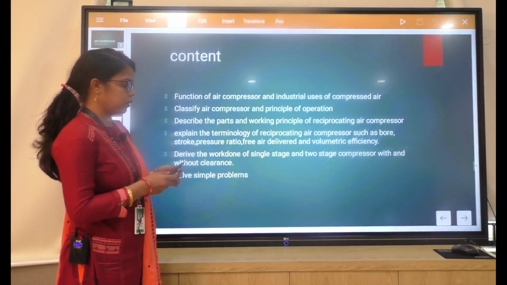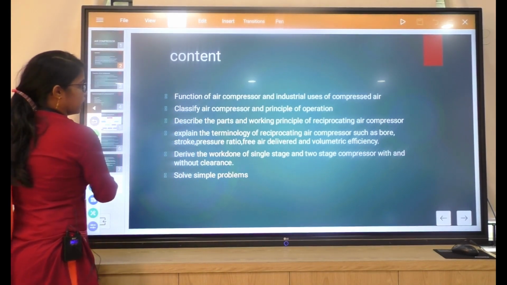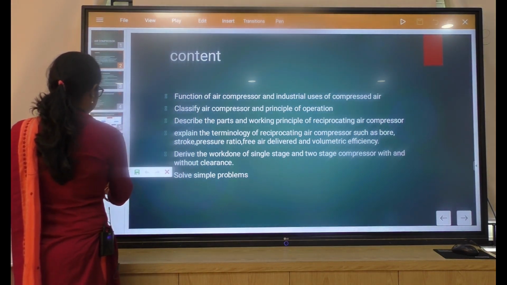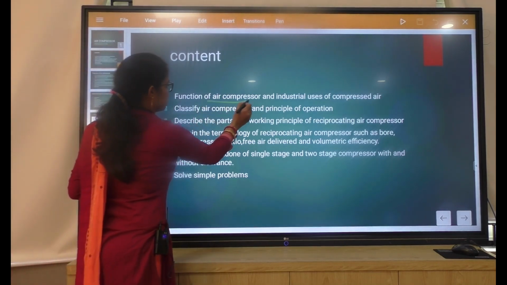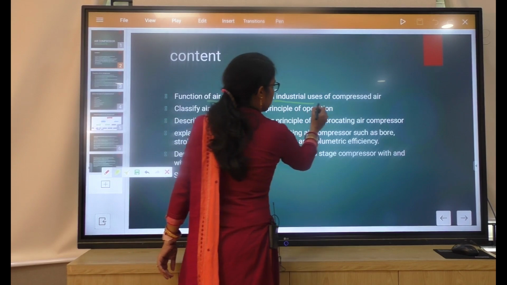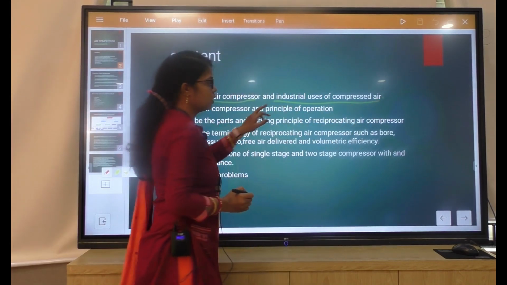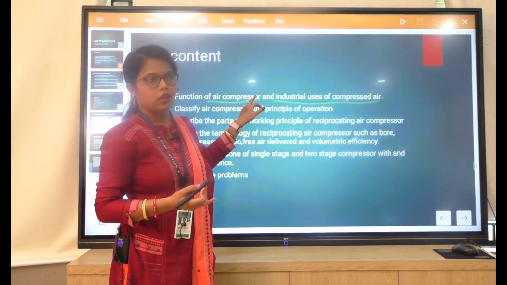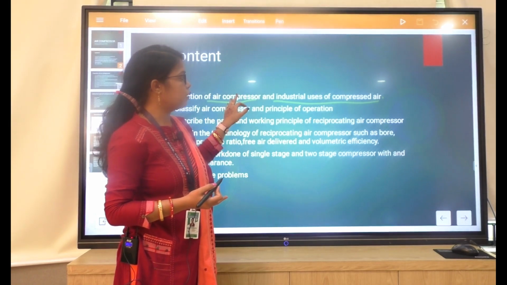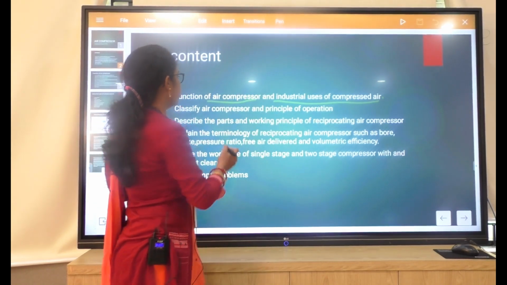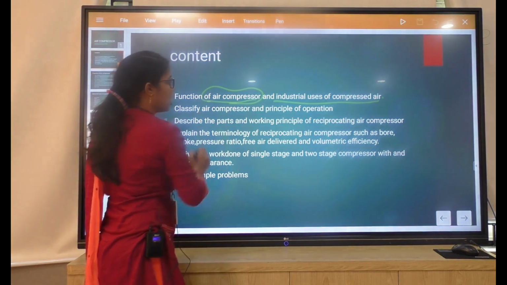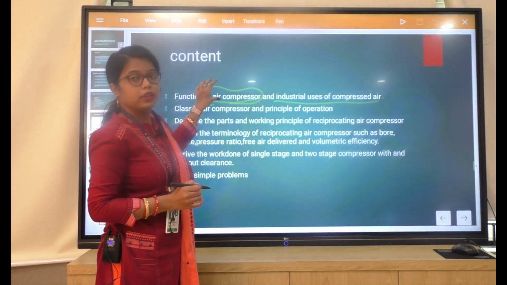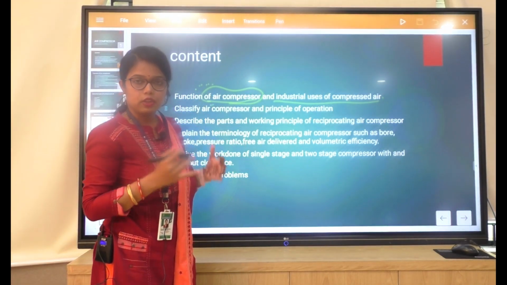So, first is function of air compressor and uses of compressed air. Function of air compressor, and industrial uses of compressed air. We need the industrial uses of compressed air. That means in the industry, in the factories or in the mechanical areas where we are using compressed air, and what is the function of compressed air, how the air compressor is operated, and on which concept we are operating the air compressor.